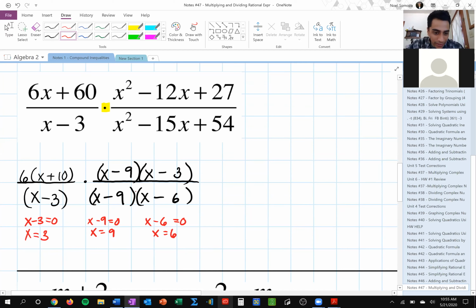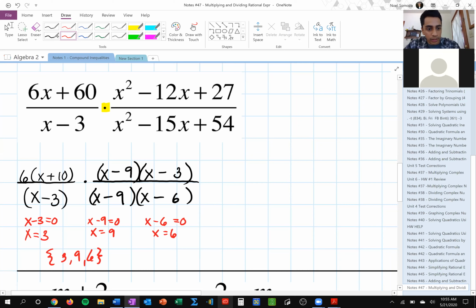If you were to plug in a 6 into those x values in the denominator, you would get 6 minus 6, which would make everything 0, because it'd be 0 times whatever, it's still 0. Okay, so then our excluded values are 3, 9, and 6.